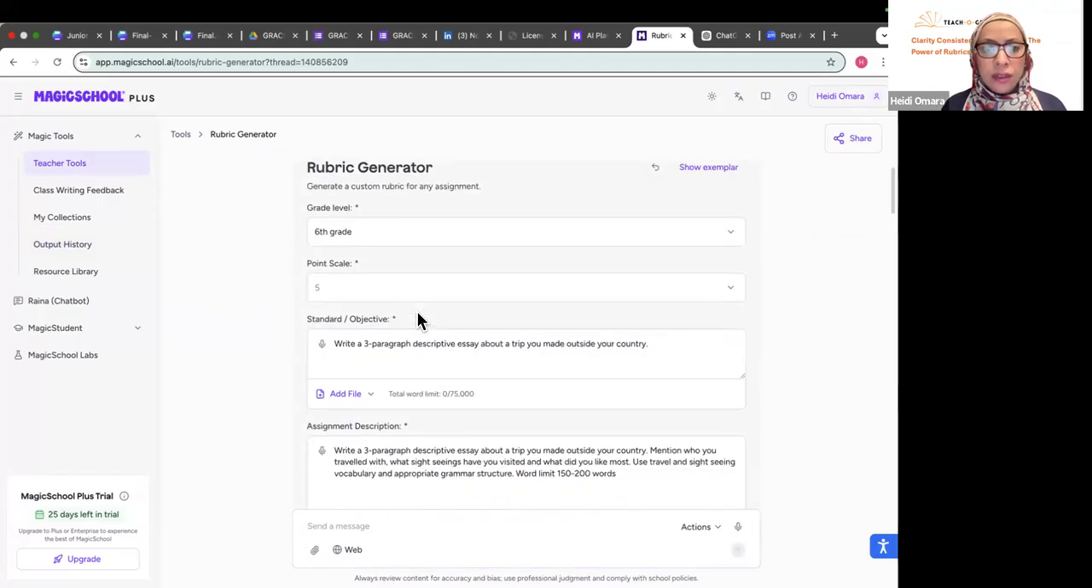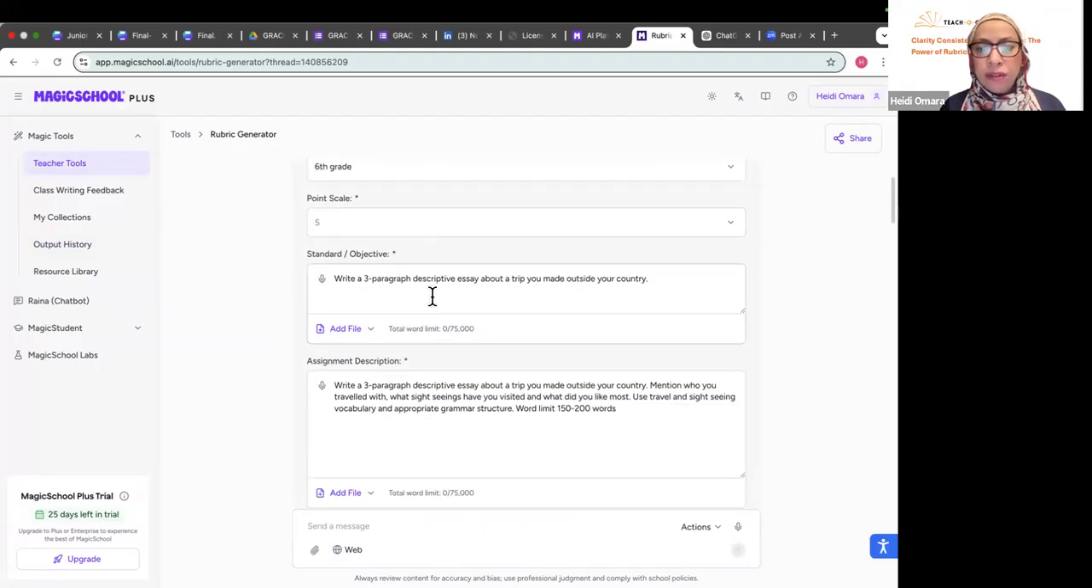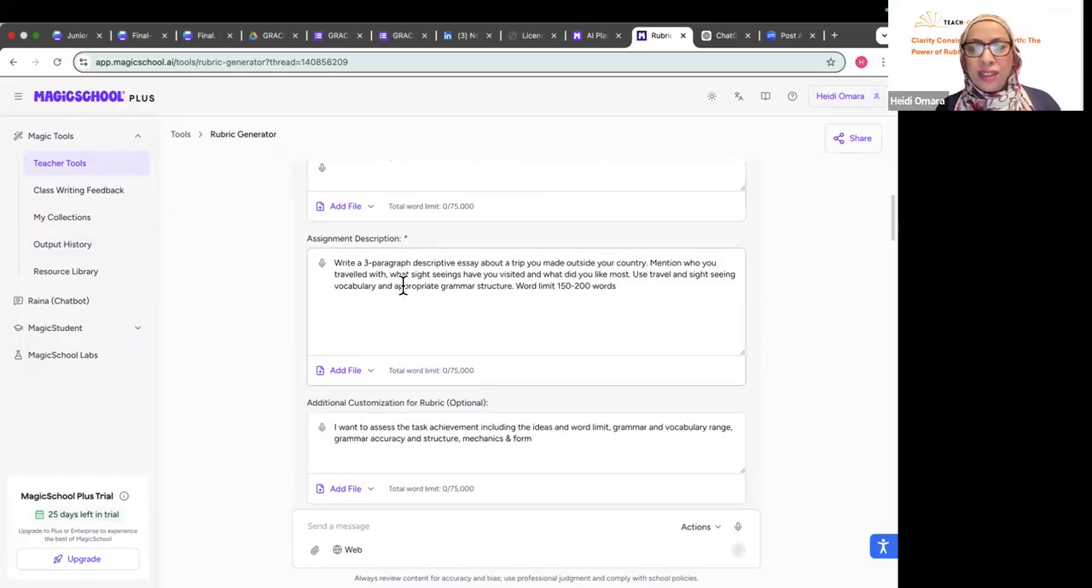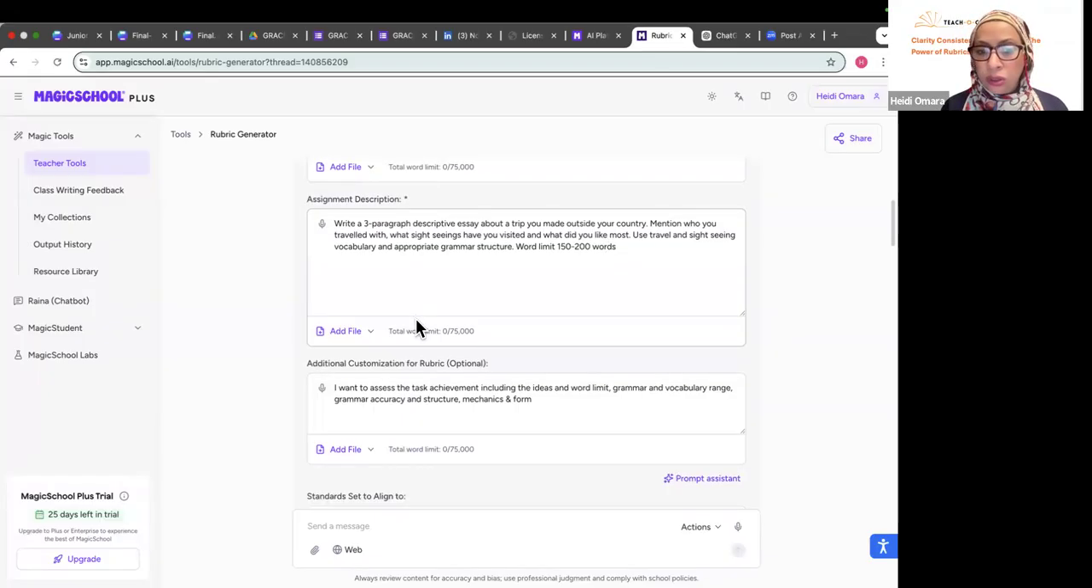Here, this is what I have written. So sixth grade, point scale 5, write a 3-paragraph descriptive essay about a trip you made outside your country. Assignment description, write a 3-paragraph descriptive essay about a trip you made outside your country. Mention who you traveled with, what sightseeing have you visited, and what did you like most. Use travel and sightseeing vocabulary and appropriate grammar structure. Word limit is 150 to 200 words.